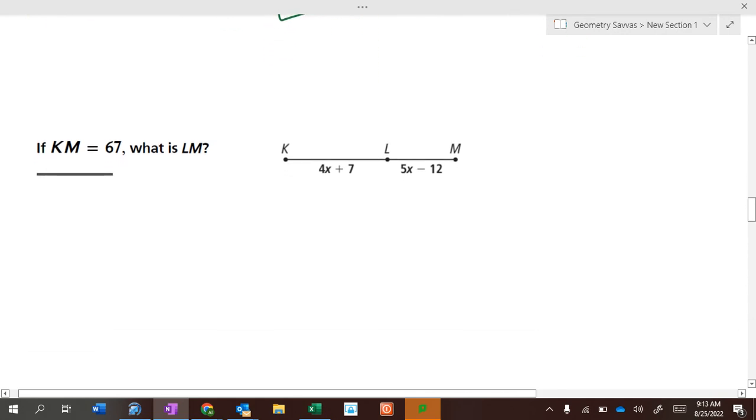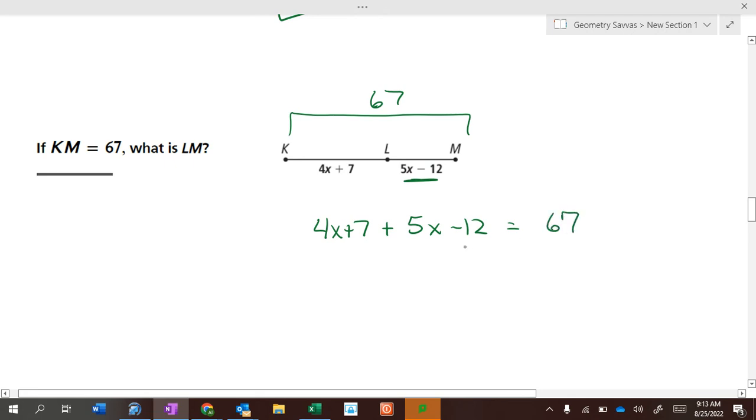So if KM, the whole thing, is 67, how long is LM? Well, we've got to use the segment addition postulate to figure this out. We have to take KL, which is 4x plus 7, and LM, which is 5x minus 12, add them together to make 67. Exactly.